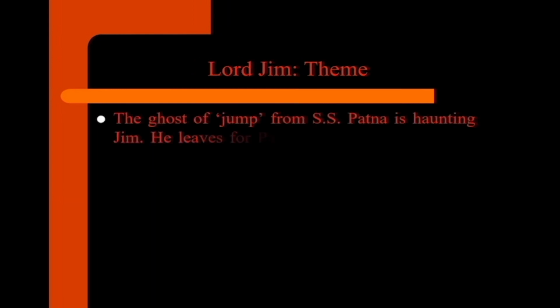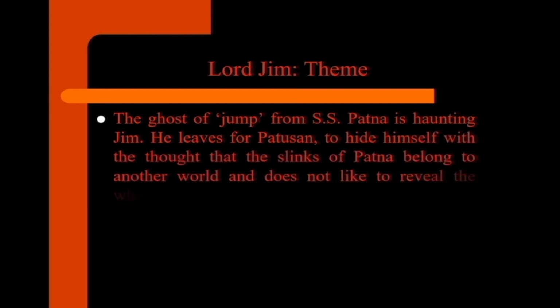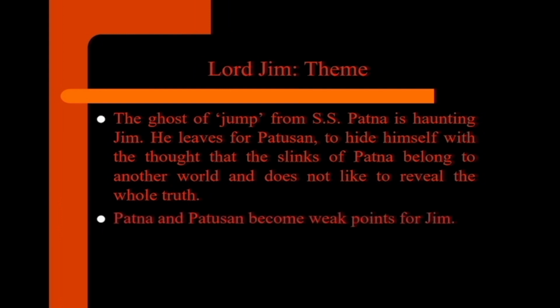The ghost of the SS Patna is haunting Jim. He leaves for Patusan to hide himself, with the thought that the happenings of Patna belong to another world, and does not like to reveal the whole truth. Patna and Patusan become weak points for Jim, as the incident occurred to him in Patna. It always haunts Jim, even in the state of Patusan.